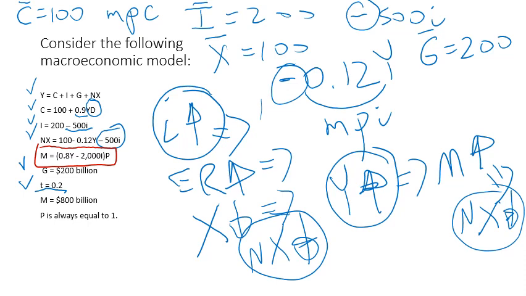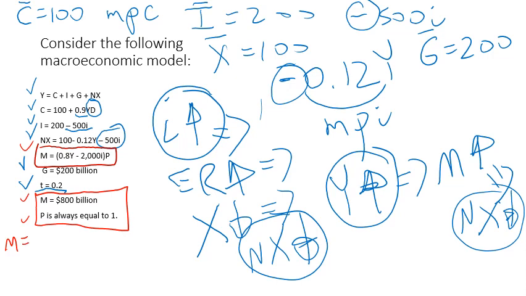All right? Now, in red, what is related to the money market? Well, what's related to the money market is the M equation. M is the nominal money supply. And also these two are related. These two are also related to the money market. All right. So let's see.